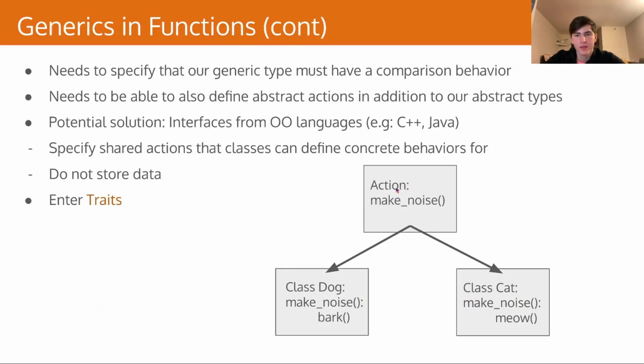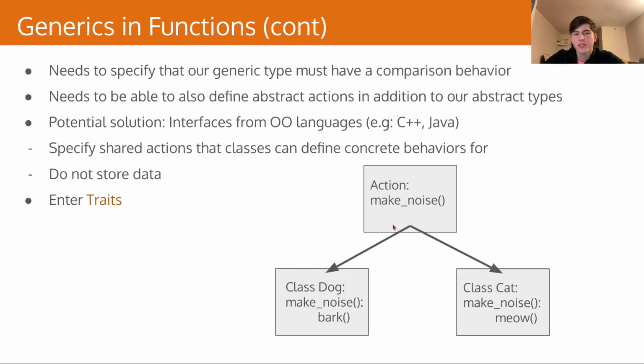So first, generics and functions. We want to declare that they have a comparison behavior. One solution is to do like other languages, like C++ or Java, where you have a parent class that has an interface to a function, where all the subclasses use it, like class dog and class cat, which both have make noise from their parent class.